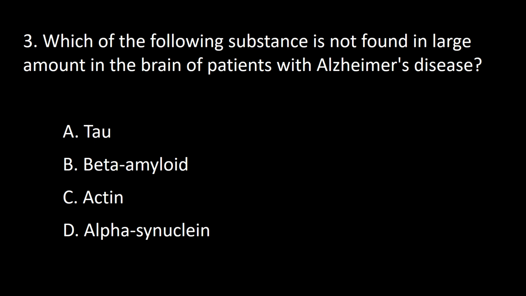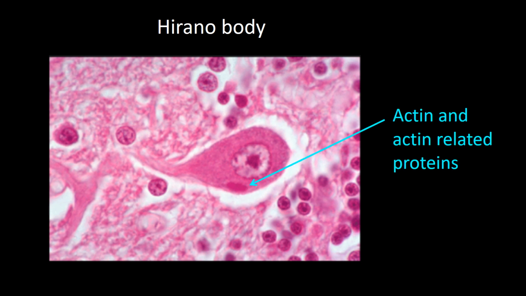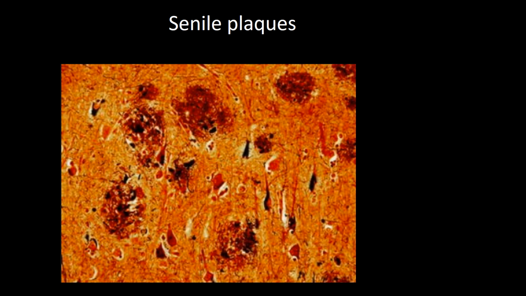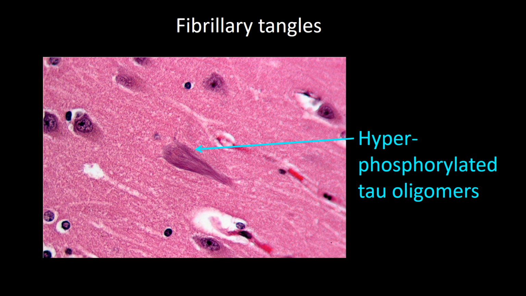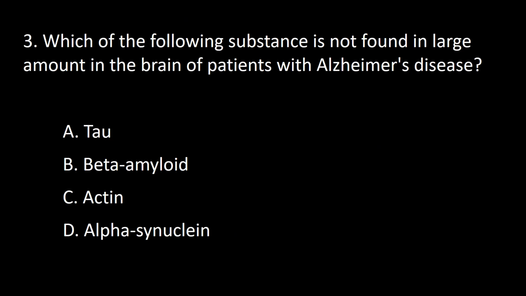Next question. Which of the following substances is not found in large amount in the brain of patients with Alzheimer's disease? A. Tau, B. Beta amyloid, C. Actin, D. Alpha synuclein. Hirano bodies contain actin and actin-related proteins. Senile plaques contain beta amyloid. Fibrillary tangles contain hyperphosphorylated tau oligomers. So the answer to this question is D.